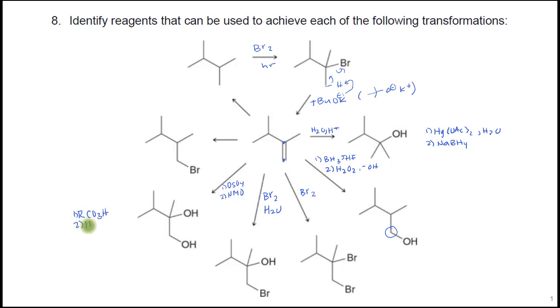followed by water. And that's going to give you the alcohols anti to each other, whereas the OsO4 will give it syn. Otherwise, you can also use KMnO4 and sodium hydroxide. To place a bromine at the less substituted or the anti-Markovnikov position, you want to use HBr plus peroxide. And then if you want to go from the alkene to the alkane, this is H2 platinum. So those are all the reagents that you would need for this particular problem.